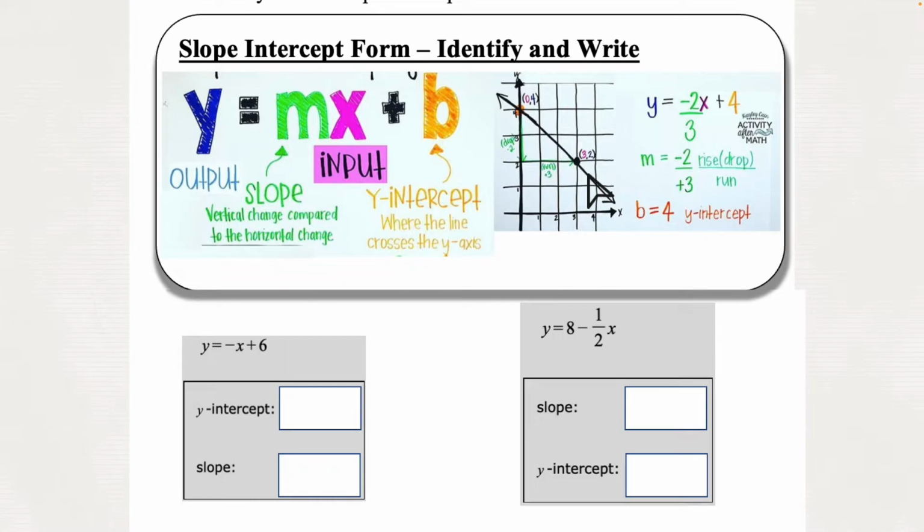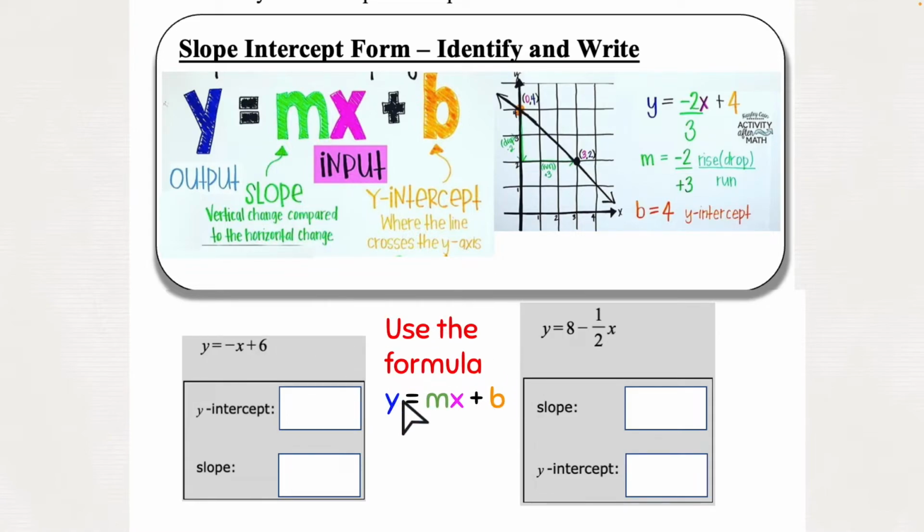So as long as we can identify slope-intercept, or slope and intercept, then we can graph this pretty easily. They're just going to have us identify them for the first couple here. So y equals negative x plus 6. We're just going to go through and do that same thing. We're going to use this formula, and we're going to identify.